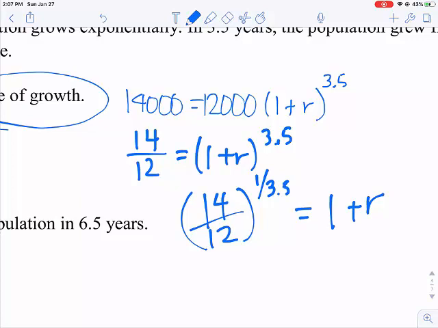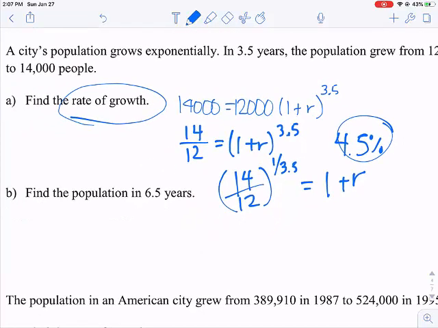Now, if you are unsure how to convert that to a percent, just multiply by 100, and it tells us that it's 4.5%. So 4.5% is the rate. It wants us to use that to find the population in 6.5 years. So I'm going to go back and say I don't know what the population is later on, but I do know that I started with 12,000, and I know now that my rate is 4.5%.